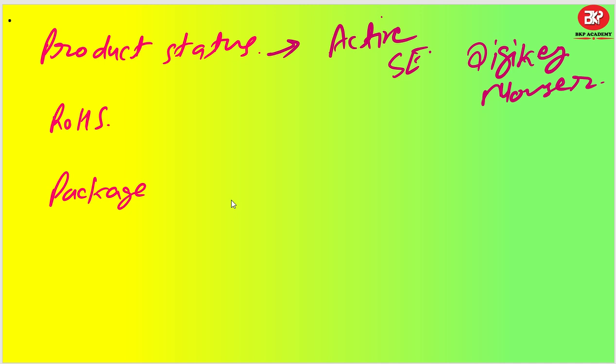Once we are fine with our product status, we will proceed to RoHS compliant, right? So any of the components that you are choosing these days, it must be RoHS compliant. Otherwise, your product is not going to meet some of the standards that are required by IEC or like European standards and all. Okay. Then the very important thing that we were waiting for is package.